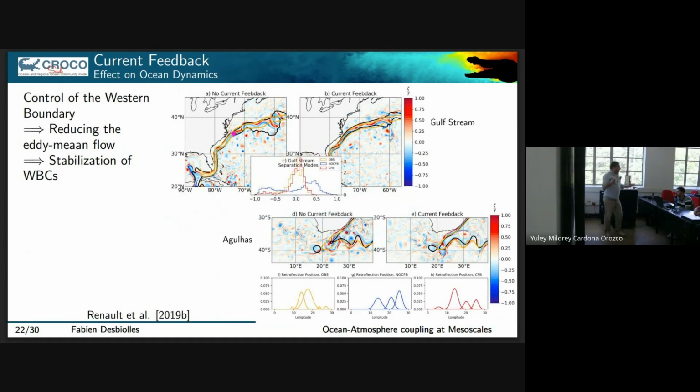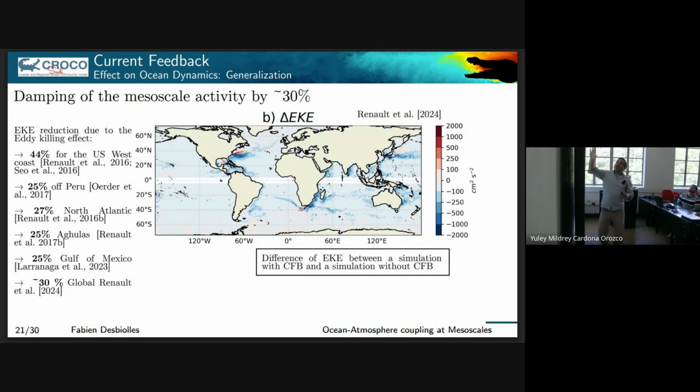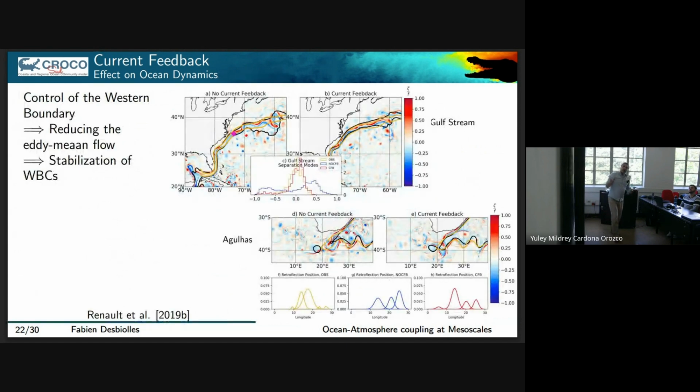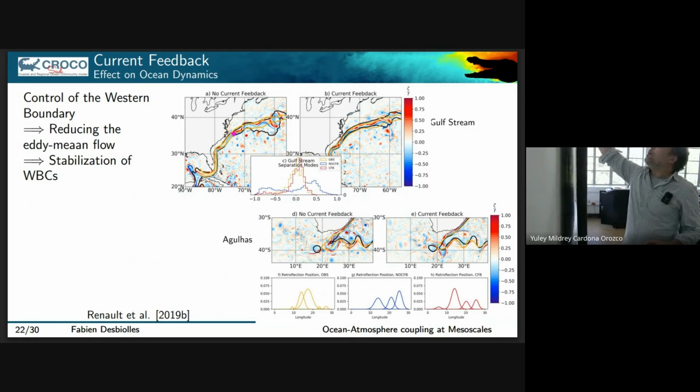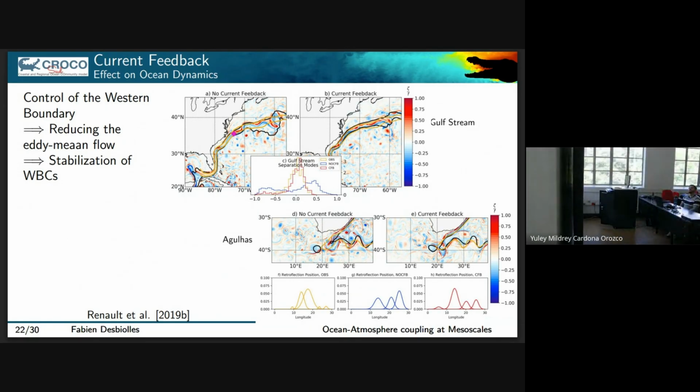Okay, some upscaling. Here we see that it's an eddy killing process, so we damp our mesoscale activity. What does that mean for the main western boundary current? There is actually a rectification effect, or upscaling effect, a control of the western boundary current by reducing the eddy mean flow. That tends to stabilize the western boundary current. Here, for example, there is no current feedback. Here, there is current feedback.